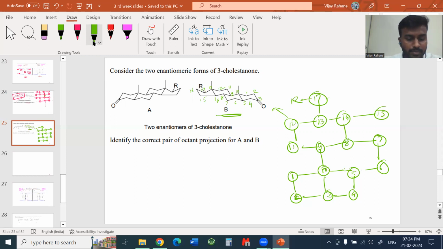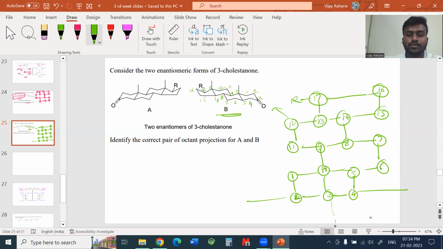and since it's a 5-membered ring, there will be no carbon in between here directly. This is 16. So this one is the correct projection for the molecule, right? So you just need to practice this one. This is how we can solve any problem based on octant projections of different polycyclic systems.